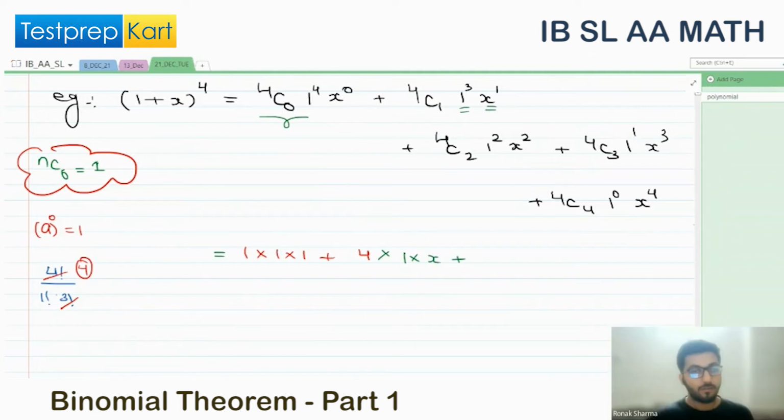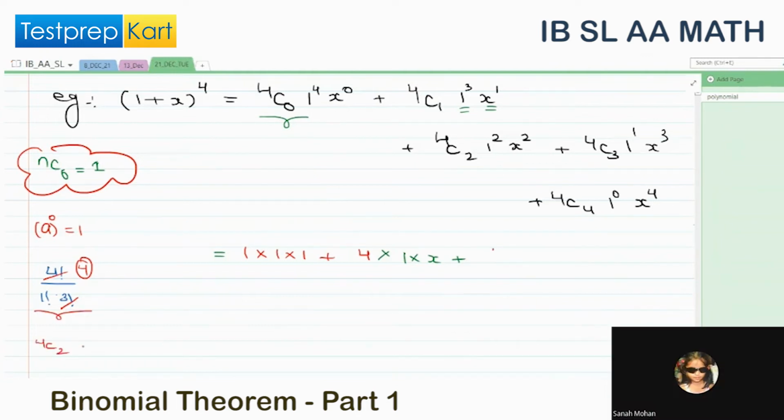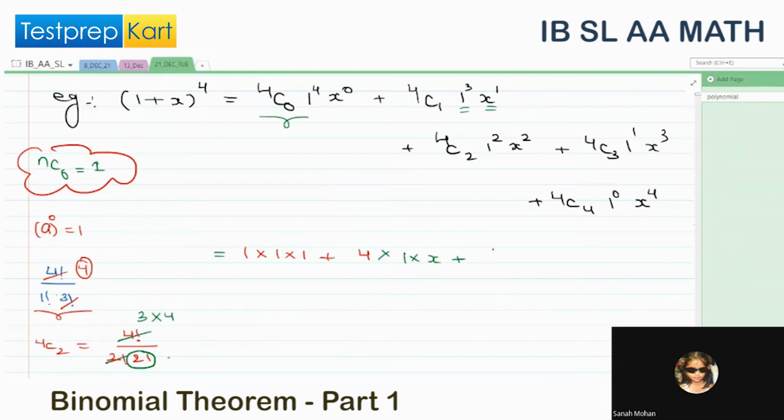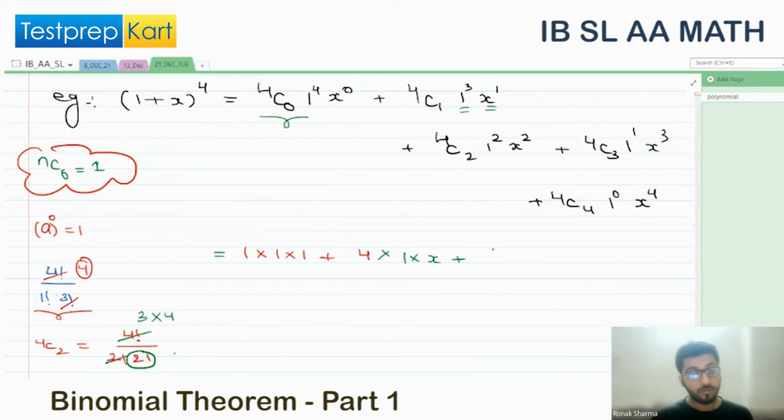Then 4C2. Can you tell me the value of 4C2? 4 factorial by 2 factorial, 4 minus 2, so 2 factorial. I told you 2 factorial will cancel. So what numbers are remaining? 3 into 4, right? Then the 2 factorial value is 1 into 2, so 2. The 2 will cancel 4 two times. So 3 into 2, 6. So it is 6, then 1 square is 1 and x square is x square only.